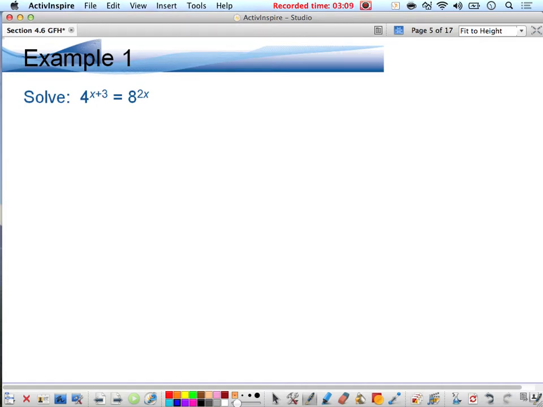We know that 2 squared is 4 and 2 cubed is 8. So you're going to substitute in the place of the 4, 2 squared. And you're going to substitute in the place of the 8, 2 to the 3rd. So you're going to rewrite them as like bases. Now here's the part where a lot of people kind of go wrong. You have to get rid of those parentheses, and when you do, you have to distribute. So distribute your exponents, and we now have 2^(2x+6) = 2^(6x).